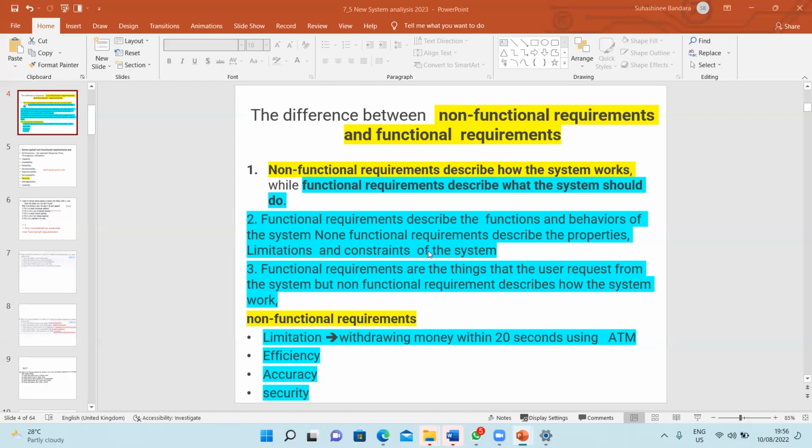So when we consider the fan, I told you the main functional requirement of the fan is giving wind out. Then the color, the brand name, whether it has buttons or manual or a remote control, that is a non-functional requirement. So functional requirements are the things that the user requested from the system, but non-functional requirements describe how the system works. Mainly we are considering the limitations, efficiency, accuracy, security there.